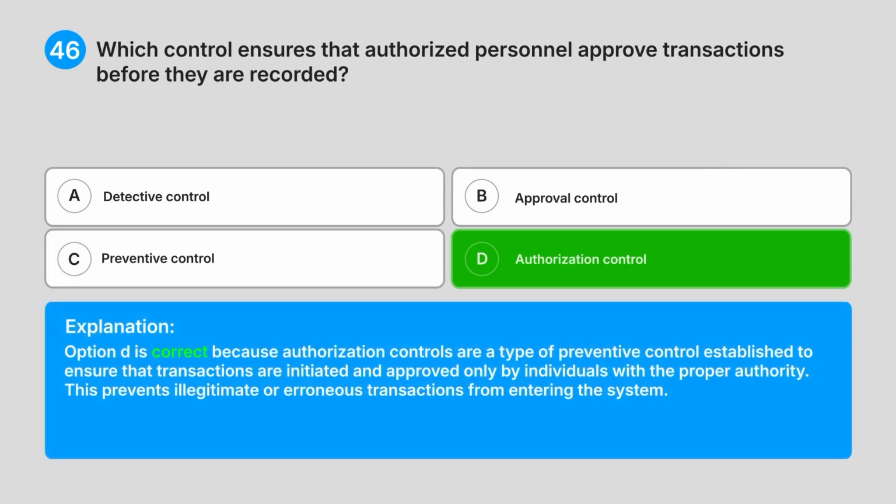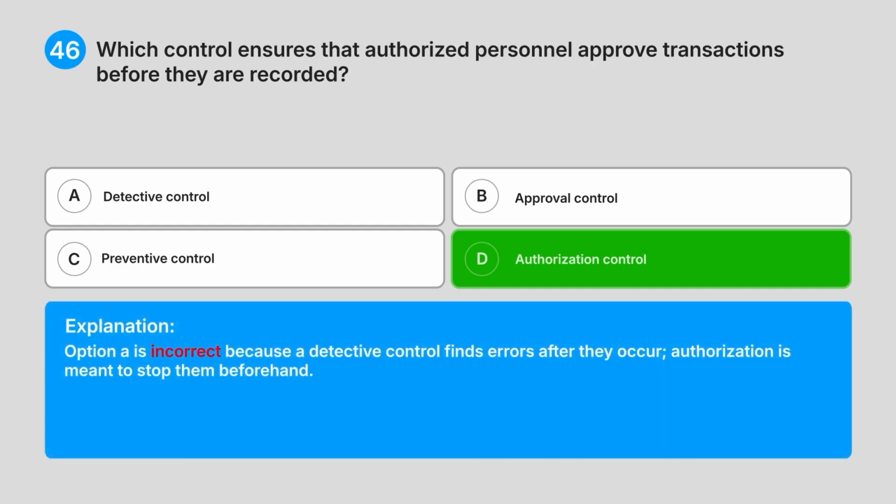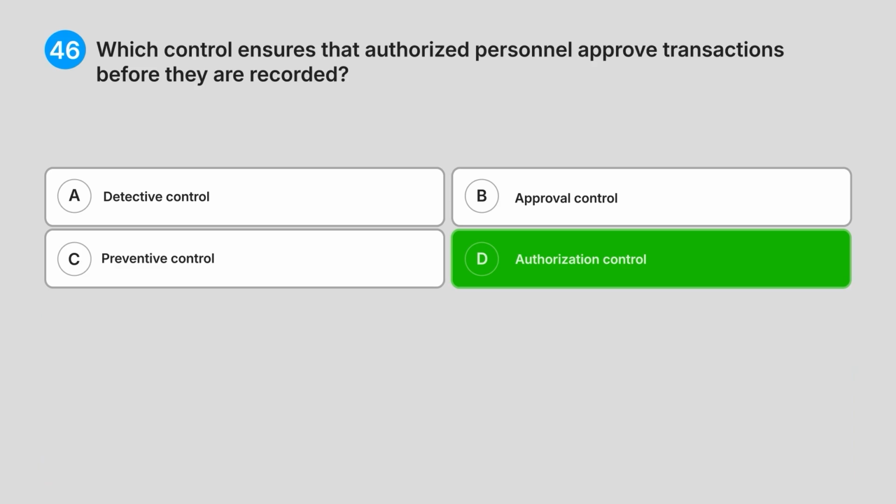Explanation. Option D is correct because authorization controls are a type of preventive control established to ensure that transactions are initiated and approved only by individuals with the proper authority. This prevents illegitimate or erroneous transactions from entering the system. Option A is incorrect because a detective control finds errors after they occur. Authorization is meant to stop them beforehand.